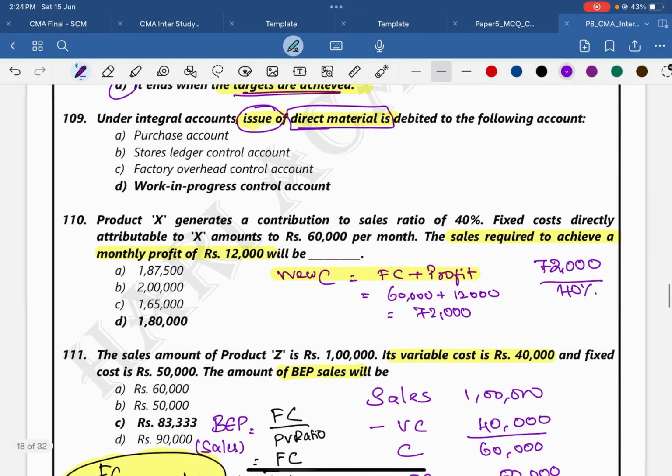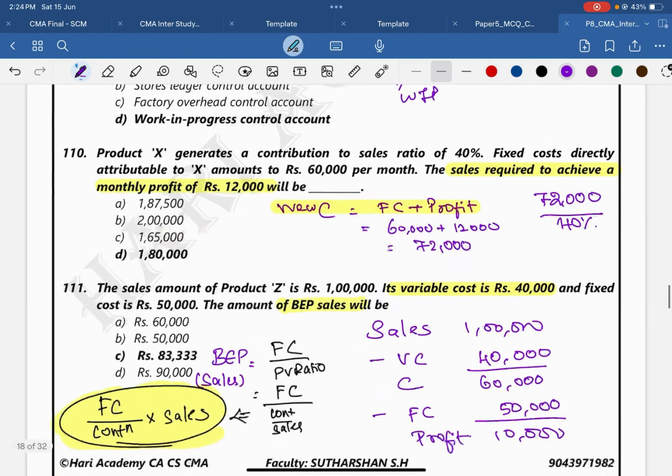Under integral accounts, issue of direct material is debited. Direct material should go to work in progress. If it is indirect material, it goes to factory overheads. Indirect material, factory overheads. Direct material, work in progress.